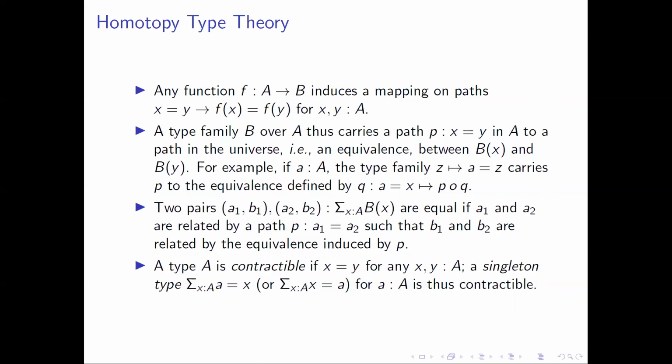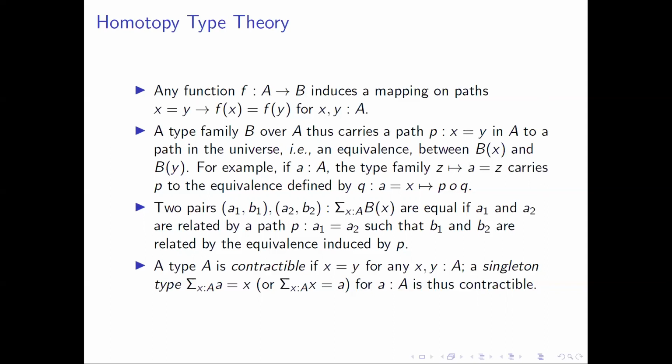We're also going to need to know when two pairs, points in a sigma type, are equal. And this is also the obvious thing. A lot of homotopy type theory is completely obvious in retrospect. So two pairs are equal if their first components can be related by a path P, and the second components are related by the induced equivalence.